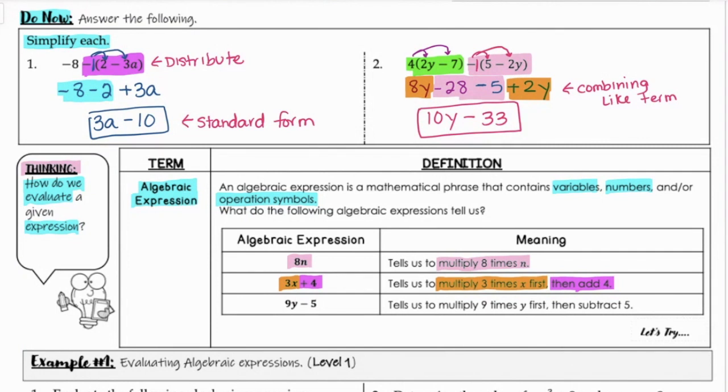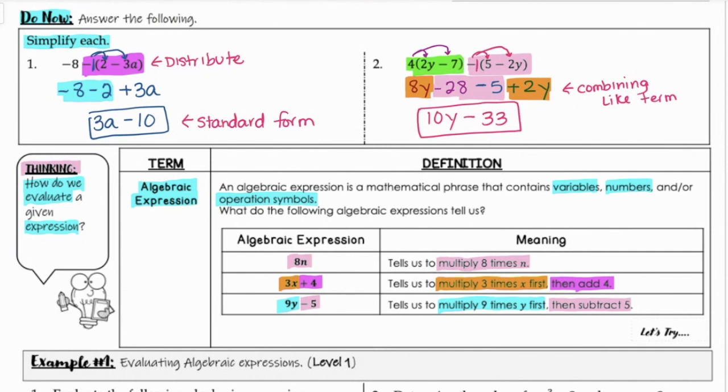Let's look at one more. Let's say I gave you a 9y minus 5. So in this case, what this algebraic expression is telling us is that we are multiplying the 9 times y first, and then we are subtracting 5. What we are always thinking when we're looking at algebraic expressions is what is going on. And that is what's going to help us in our problems of today.